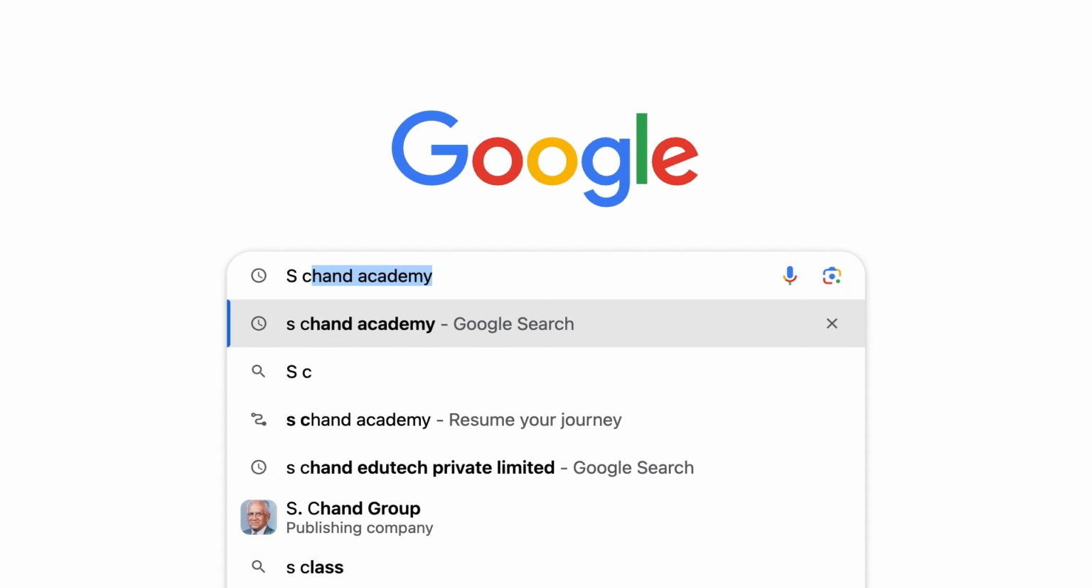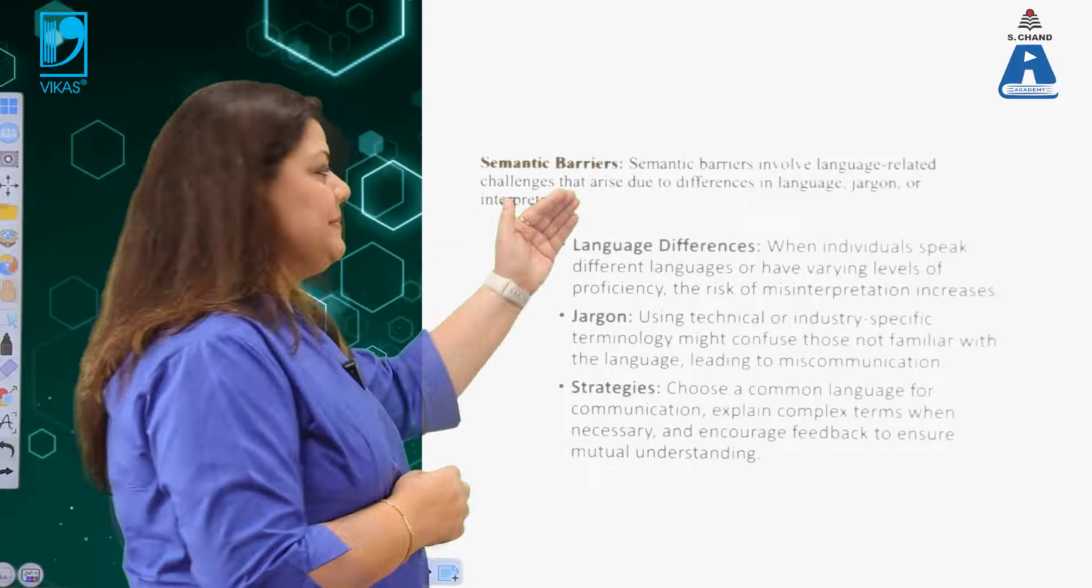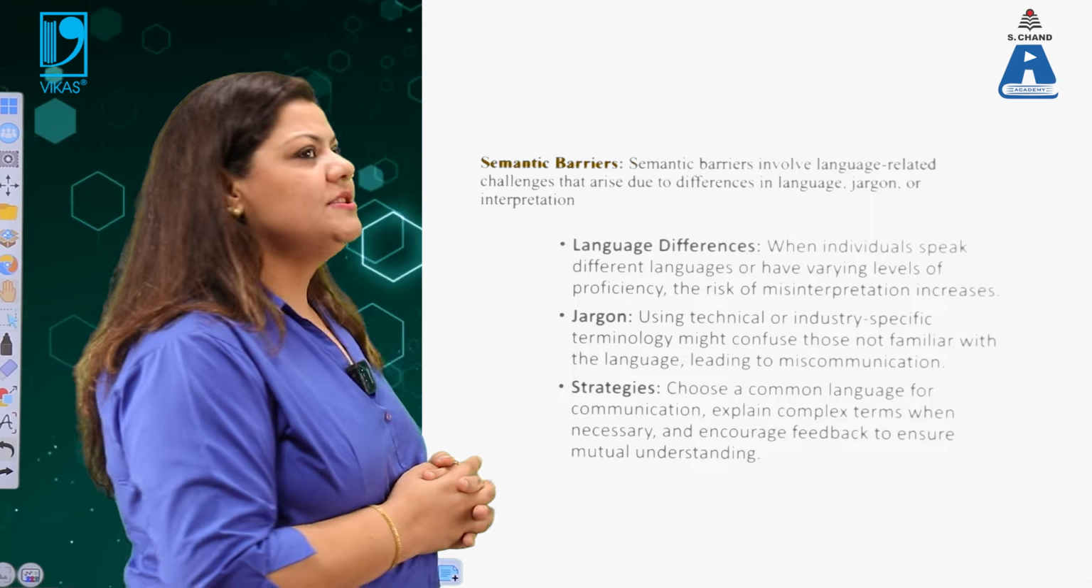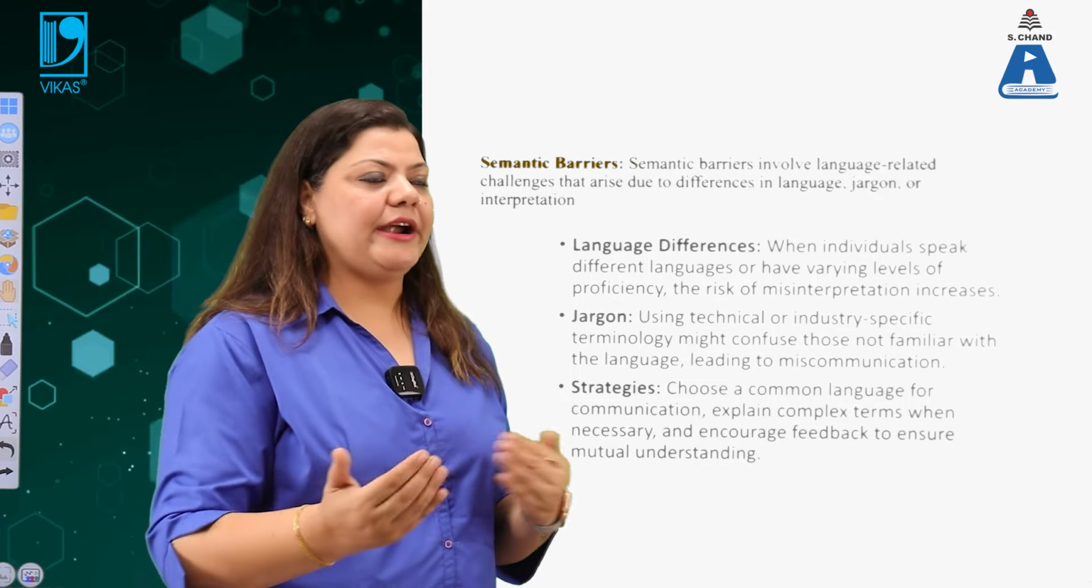Welcome back to S. Chand Academy. We have covered one kind of barriers, three more barriers are left. So we'll consider the second barrier now, which is called semantic barriers. What is the meaning of semantic barriers? First thing, semantic barriers generally involve language kind of barriers.